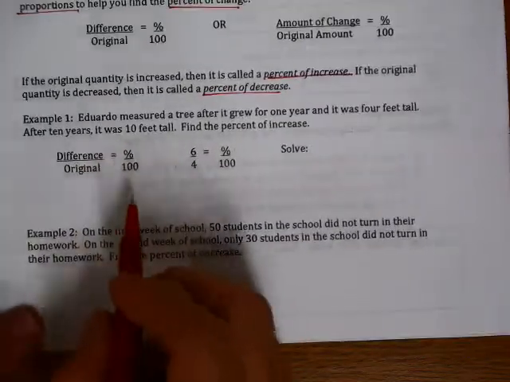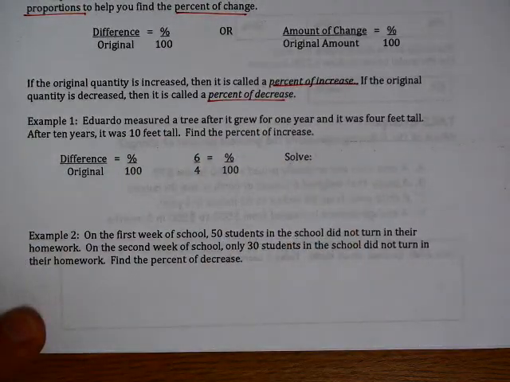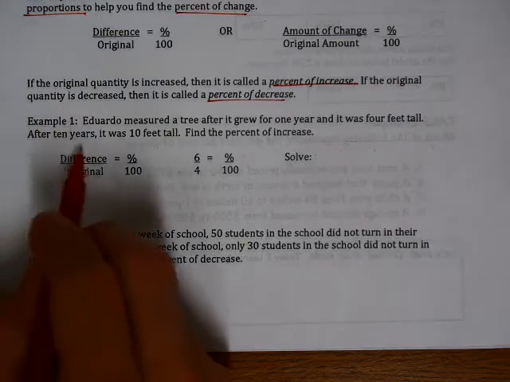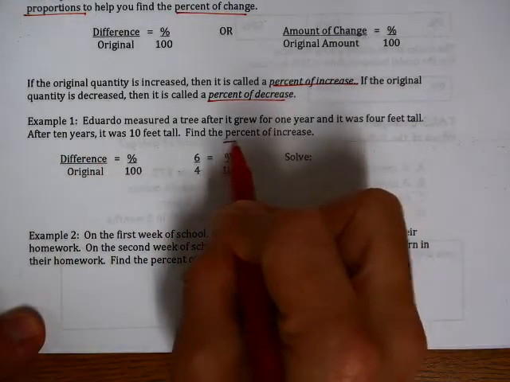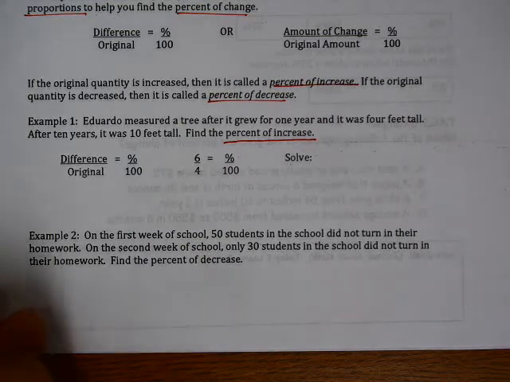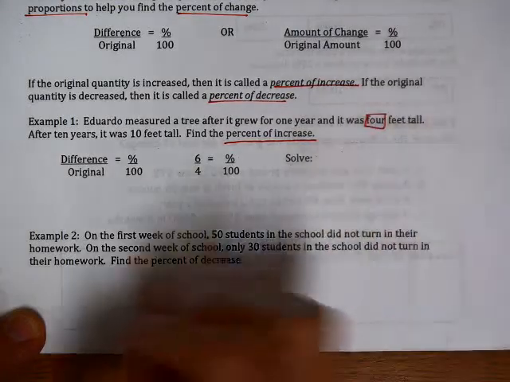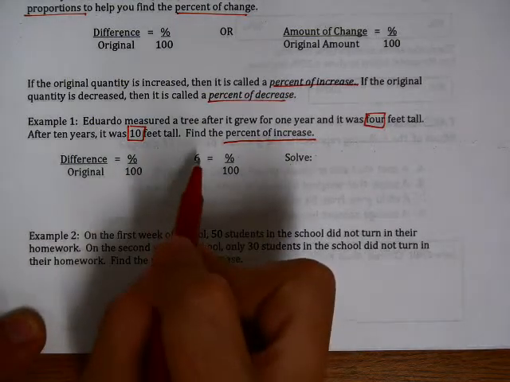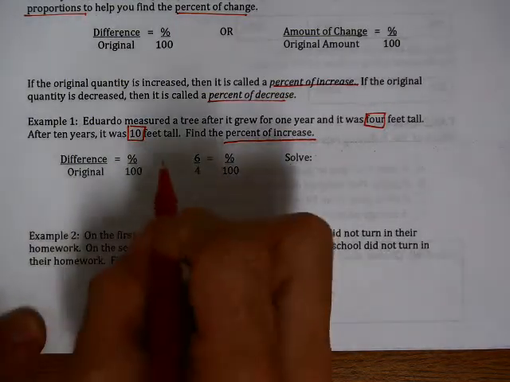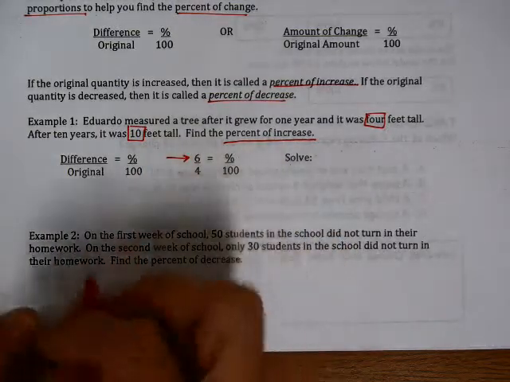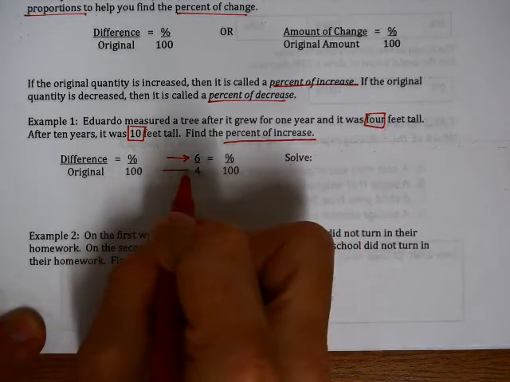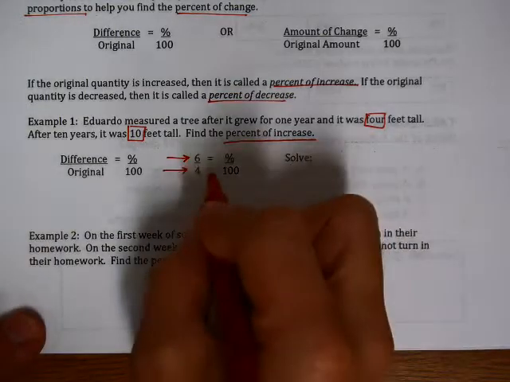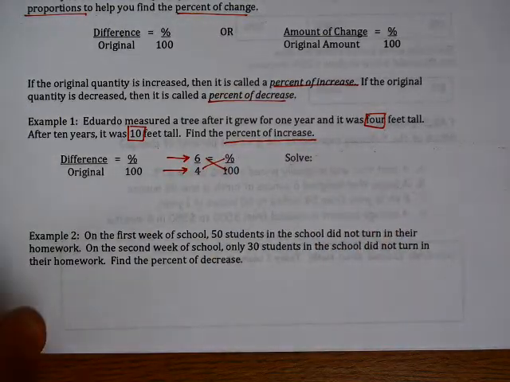Okay, example 1. Eduardo measured a tree after it grew for 1 year, and it was 4 feet tall. After 10 years, it was 10 feet tall. Find the percent of increase. Okay, first we have to actually find how much the tree grew. Well, the tree was 4 feet tall. After 10 years, it was 10 feet tall. So the amount that it went up was 6. It went up 6 feet taller. So that is the difference, or the change. And the original is what it started at. Well, it started at 4 feet. And then we're just going to do our basic proportion. We're trying to find out the percent it went up. We're going to have our x here for the percent.